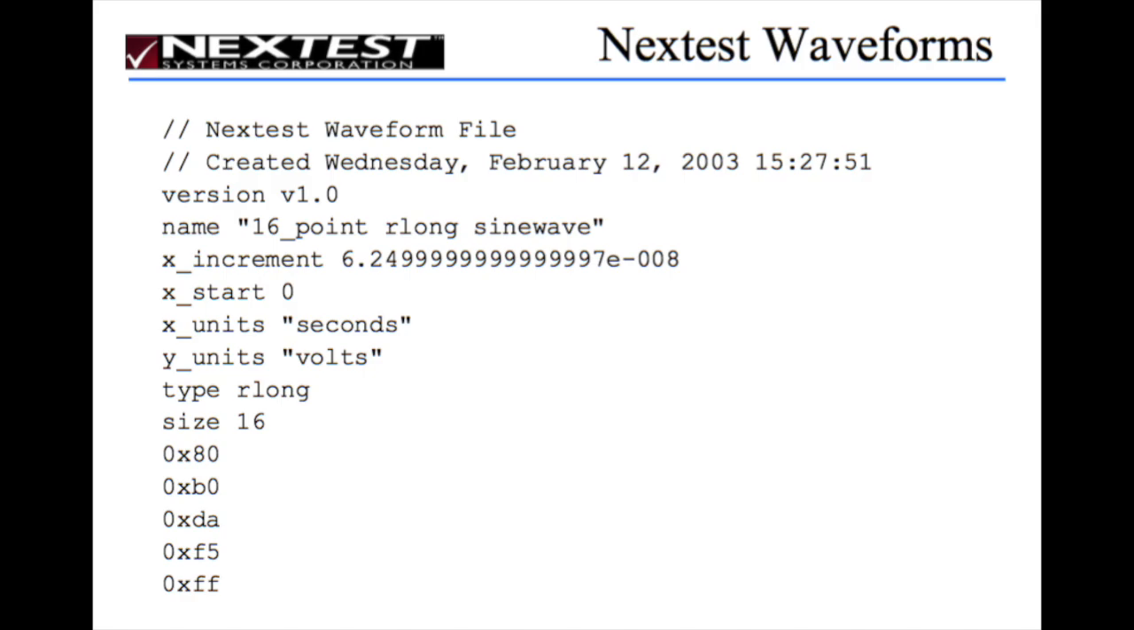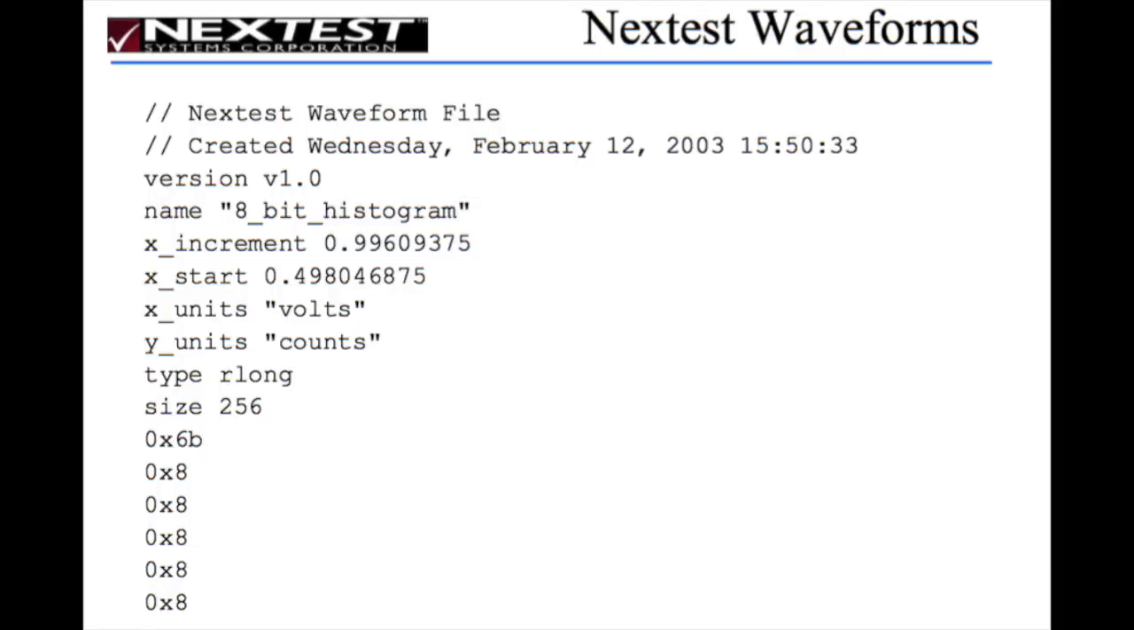So 080 is the 0 point, and B0, I'll bet you that's the 0.383, and so on. So those are R-longs, and you use them for ADCs mostly, anything where you have to have an integer, but it's only 54 bits.